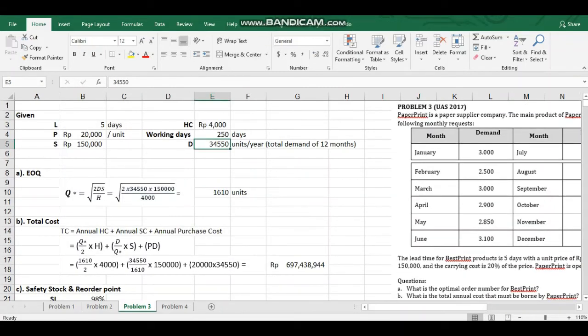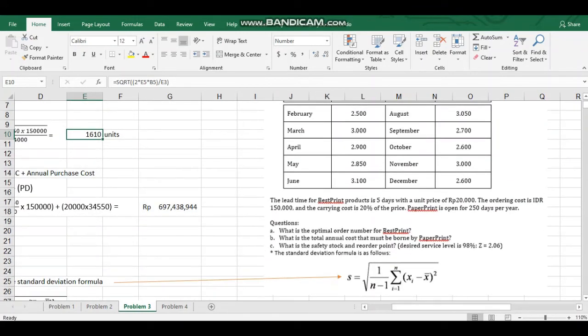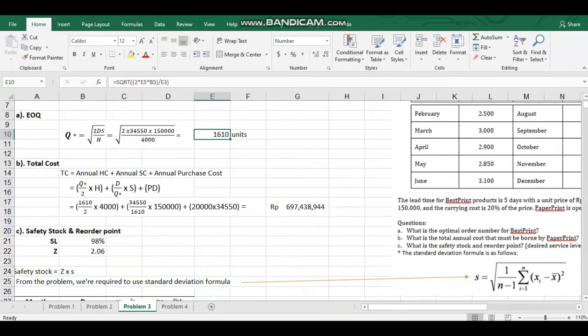The annual demand is this one, 34,550 units, times the ordering cost, which is 150,000, divided by the holding cost, which is 4,000, and then the square root of them, and we got 1,610 units as our economic order quantity. So it's best for Bestprint to order as much as this number. And then the next question is, what's the total annual cost that must be borne by Pepperprint?